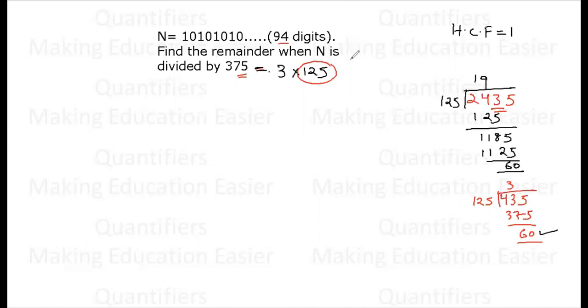So for the divisibility rule of 125, we should only check the last 3 digits.